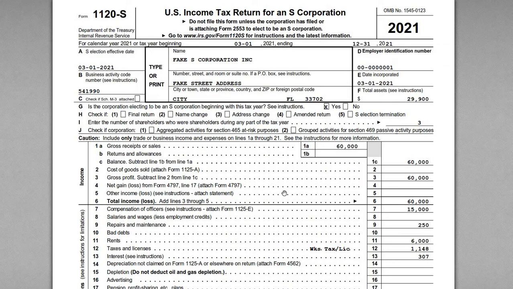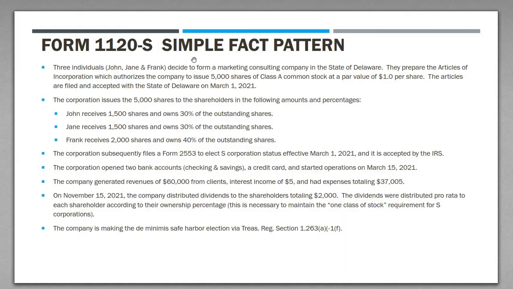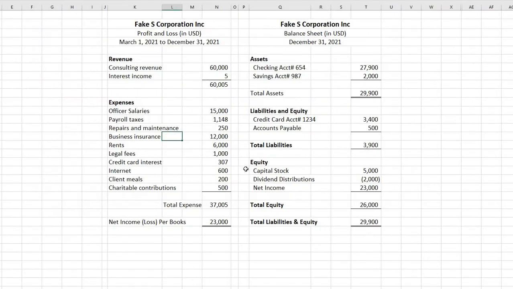So I've got a couple of items in front of us. We've got obviously the 1120S itself, and I do have one slide here with the very simple fact pattern that we're going to be working with, how the company was formed, who the owners are, and at a high level, what the income and expenses are. And then I've also got an Excel spreadsheet here where we've got the profit and loss for the company for the year, and then we've also got the balance sheet for the company as of December 31st, 2021.